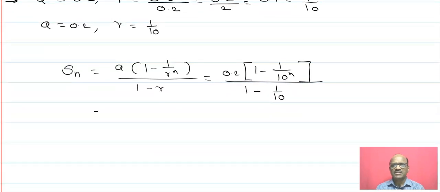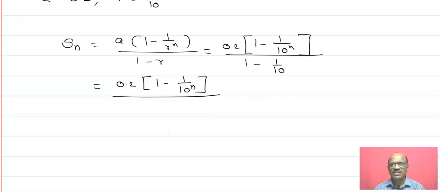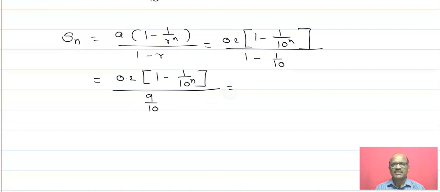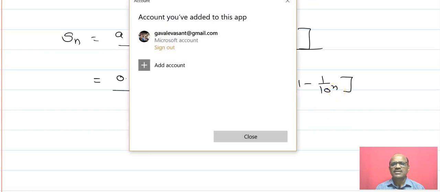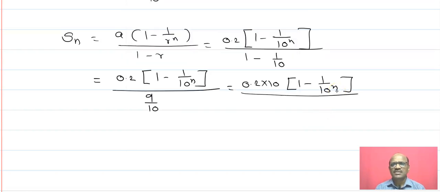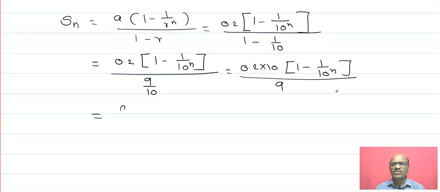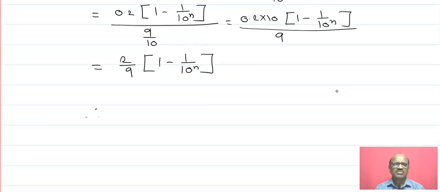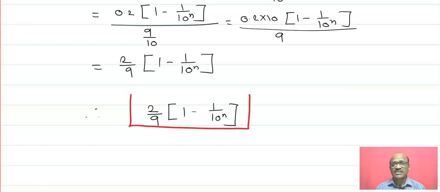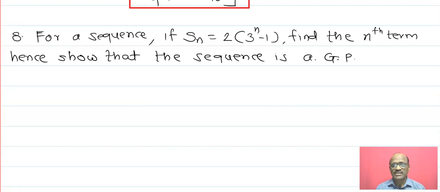Now simplify this, that is 0.2 in bracket 1 minus 1 upon 10 raised to n, and 1 minus 1 upon 10 is 9 upon 10, so that comes 0.2 into 10 upon 9. Now 0.2 into 10 in bracket 1 minus 1 upon 10 raised to n whole divided by 9. Normal simplification: 0.2 into 10 means 2 upon 9 in bracket 1 minus 1 upon 10 raised to n. Therefore Sn is equal to 2 upon 9 in bracket 1 minus 1 upon 10 raised to n.